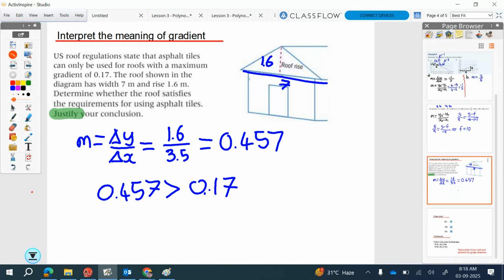What does that imply? US roof codes state the asphalt tiles can only be used with a maximum gradient. What's the interpretation from this question? If we do the comparison, we then need to make the interpretation. So this implies that asphalt tiles cannot be used.